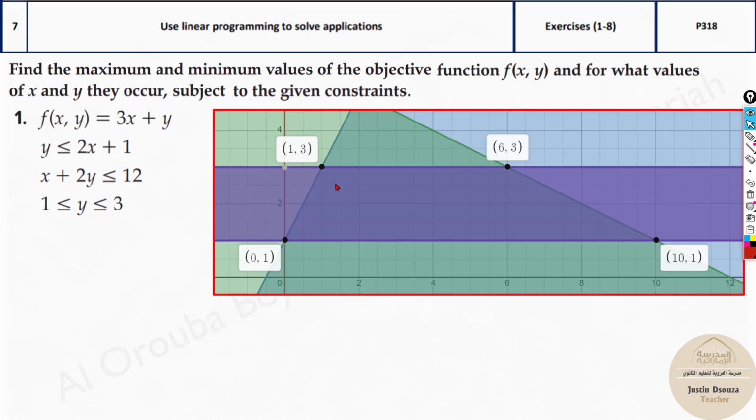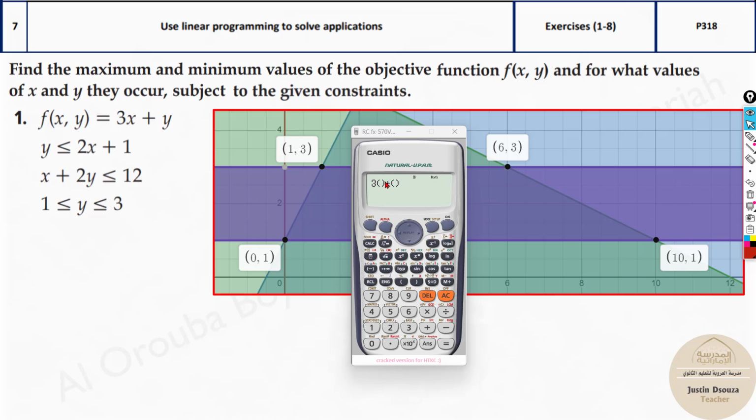Now once we get these vertices, we need to substitute back into the objective function. Now that can be done easily in the calculator. I'll show you now. What I do is I put the objective function and leave the x and y in terms of brackets, blank. Now I will choose the first point. What is the x value? It's 0 and over here 1 and equals, this is the 1. At this particular point it's 1.